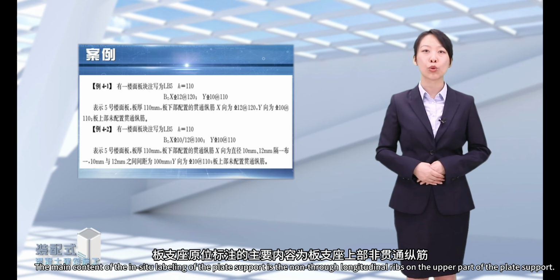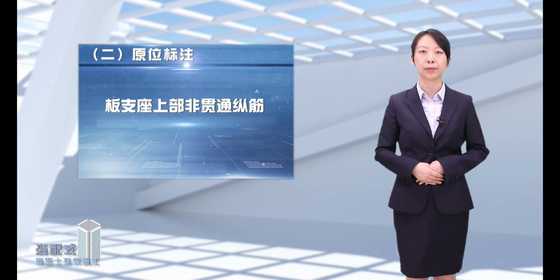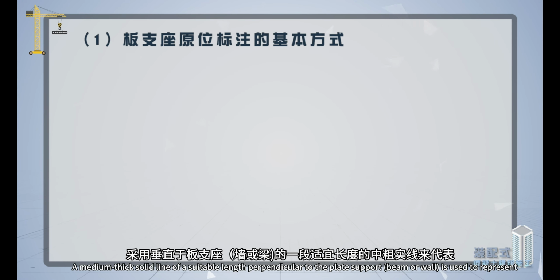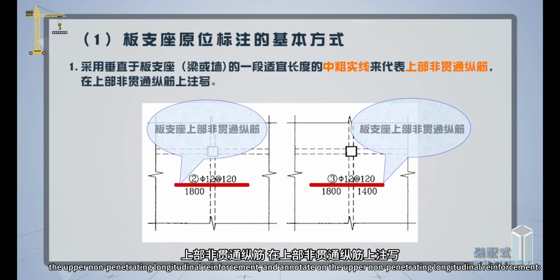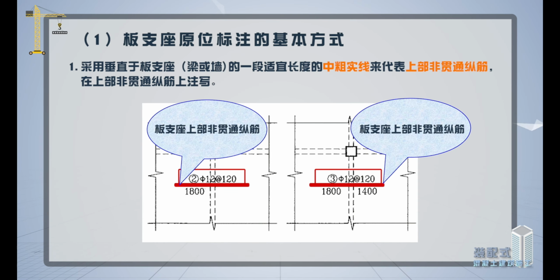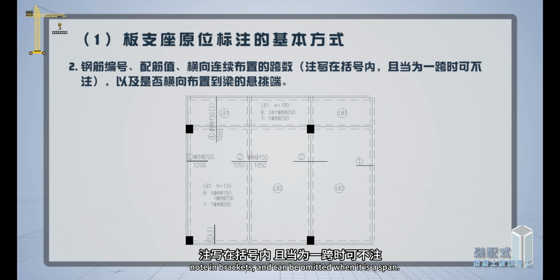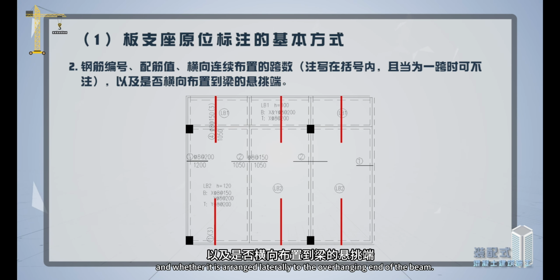The main content of the in situ labeling of the slab support is the non-through longitudinal ribs on the upper part of the slab support. 1. The basic method of in situ marking of the slab support is as follows. A medium thick solid line of suitable length perpendicular to the slab support beam or wall is used to represent the upper non-through longitudinal reinforcement, and on it are annotated the reinforcing bar number, reinforcement value, and the number of spans arranged in a continuous horizontal direction. This is noted in brackets, and can be omitted when it is one span, and also whether it is arranged to the overhanging end of the beam.